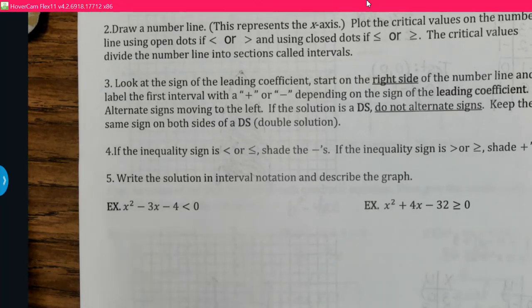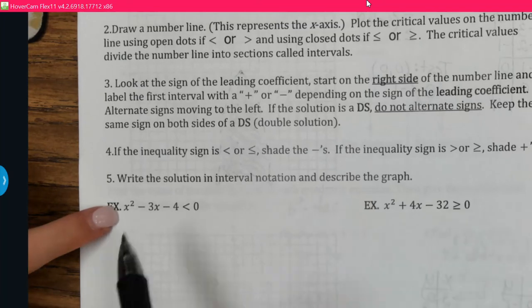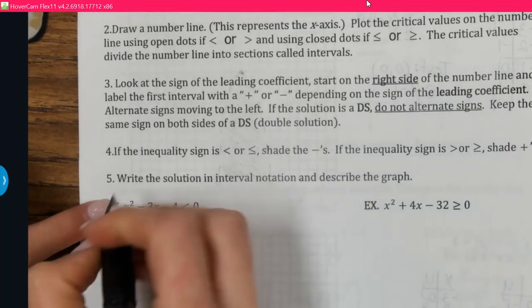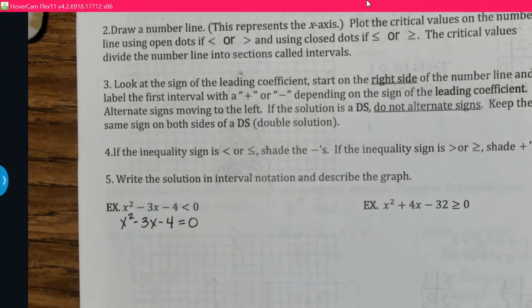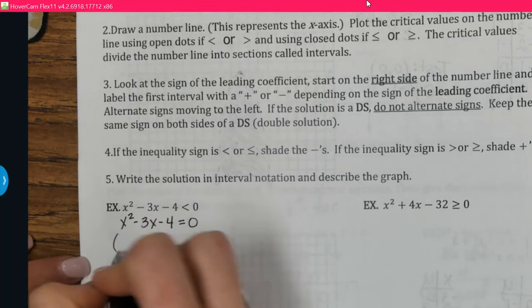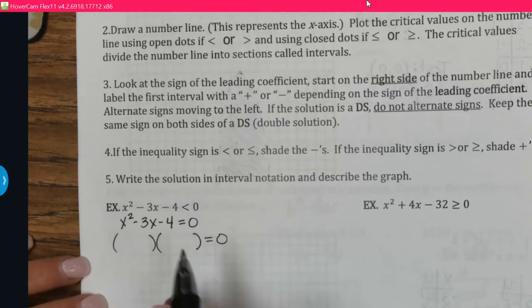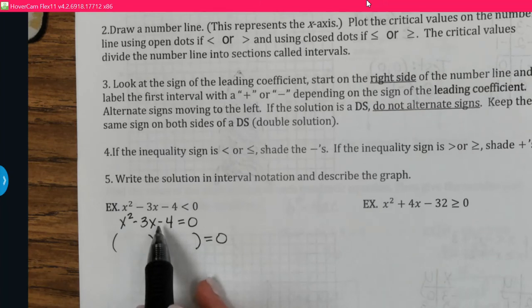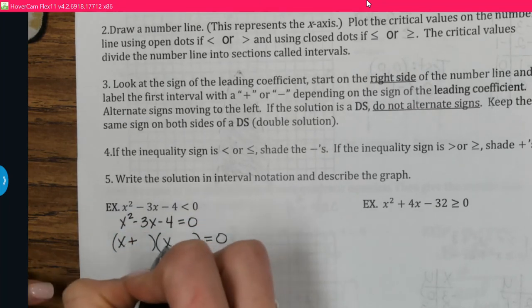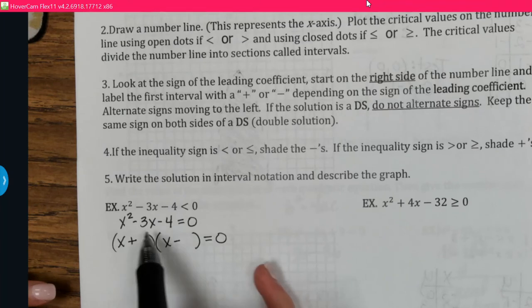So if I have x squared minus 3x minus 4 is less than 0, I'm going to replace that inequality with an equal, so it's equal to 0. I can now factor and solve it. Now this is a basic x squared, so I should be able to look at that and say what factors of 4 are going to give me a negative 3. Well, this 4 is negative, so does that tell me I'm going to have the same or opposite signs? Opposite. One's going to be plus, one's going to be minus. My factors of 4 that give me a 3 would be 1 and 4. Which one's going to be negative? The 4.